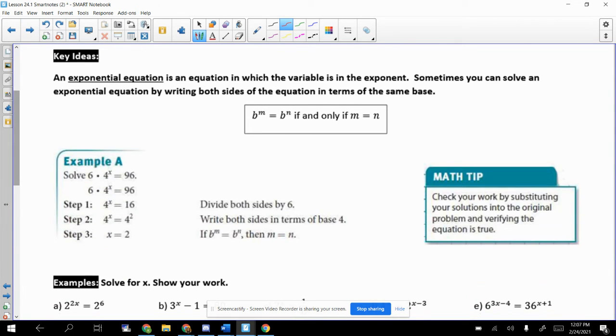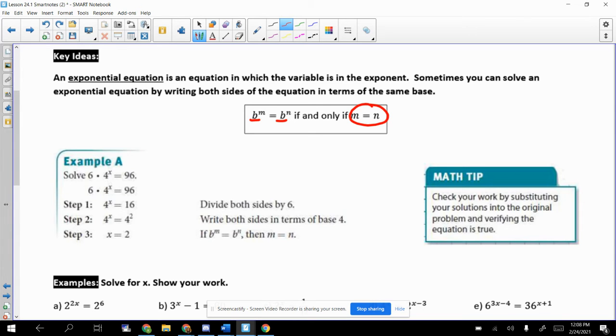So our key ideas here are that an exponential equation is an equation in which the variable is in the exponent. We know that. Sometimes you can solve an exponential equation by writing both sides of the equation in terms of the same base. So as you can see here, both of these have a base b. So when you get the same base, you can set the exponents equal to each other. So that's what they did here. They set m equal to n.